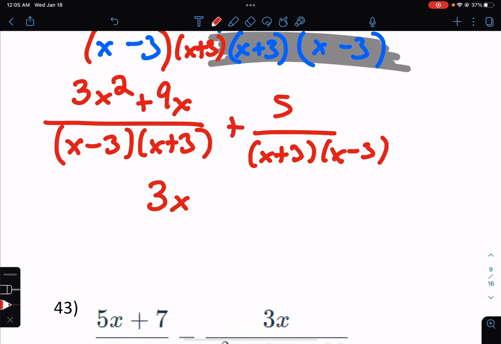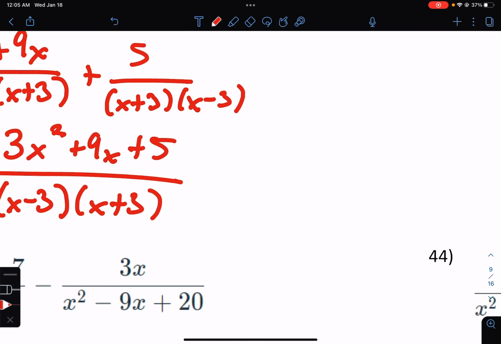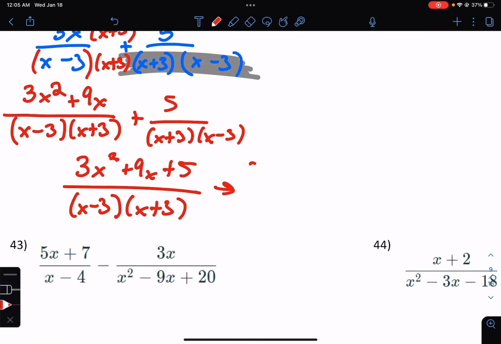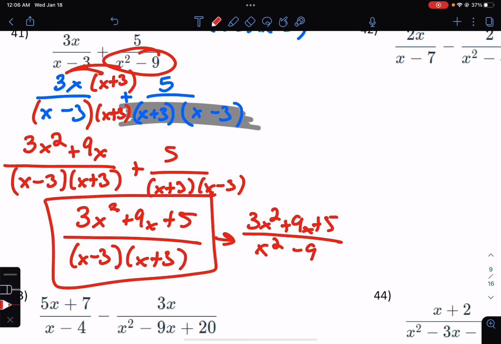So we get 3x squared plus 9x plus 5 all over our common denominator of x minus 3, x plus 3. Now, you could also write this as 3x squared plus 9x plus 5, and then you could FOIL out the bottom, which was essentially this, right? X squared minus 9. Both of these guys are valid answers. And again, it's important to know that these are equivalent.